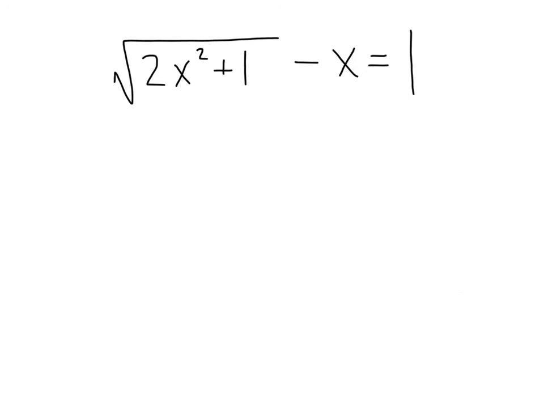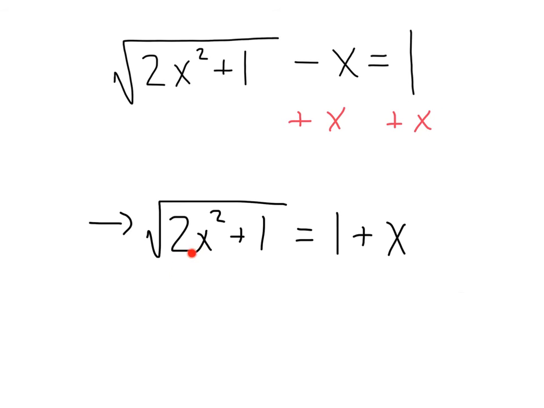All right, last one for us right now. This is about as tough as it's going to get for us in this lesson. Square root of 2x squared plus 1 minus x equals 1. Isolating the square root, we can add x to both sides. And we get square root of 2x squared plus 1 equals 1 plus x. All right, what do you think is going to happen here? Go ahead and give it a try.